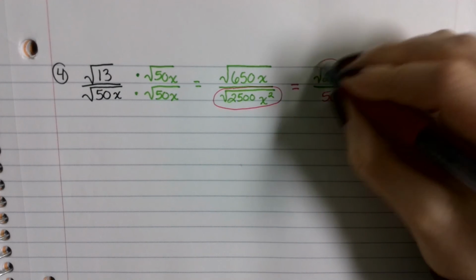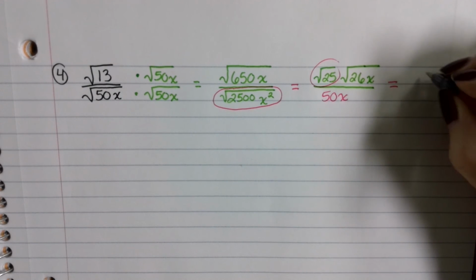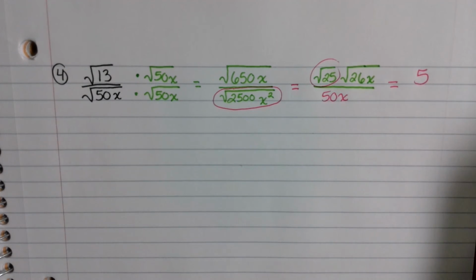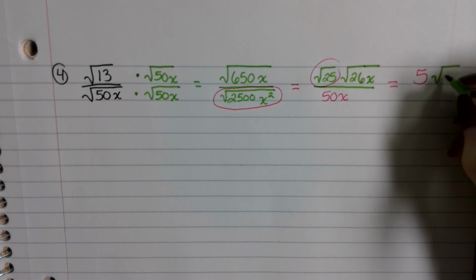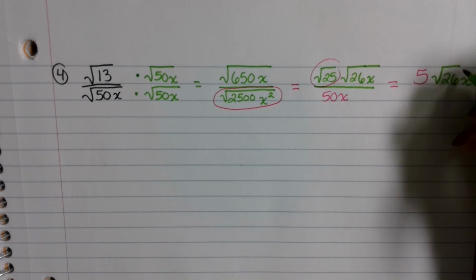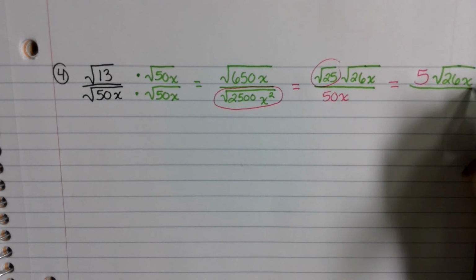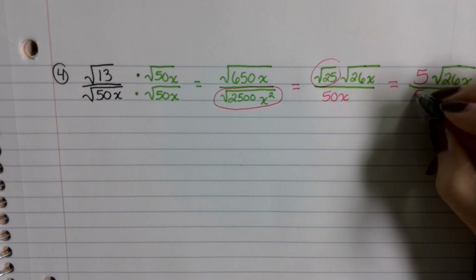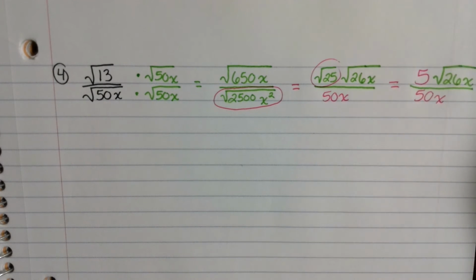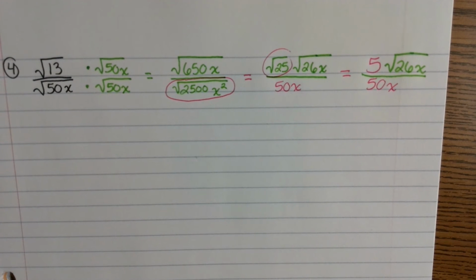Okay, and what is the square root of 25? 5. So we now have 5 square root of 26x over 50x. Okay, look at my pink. Can I simplify anything there?